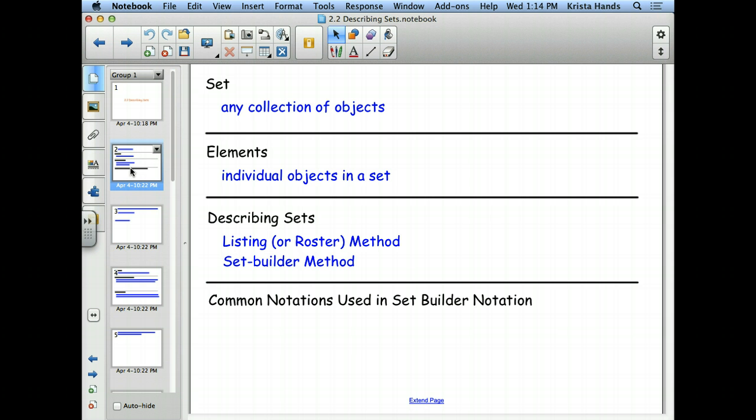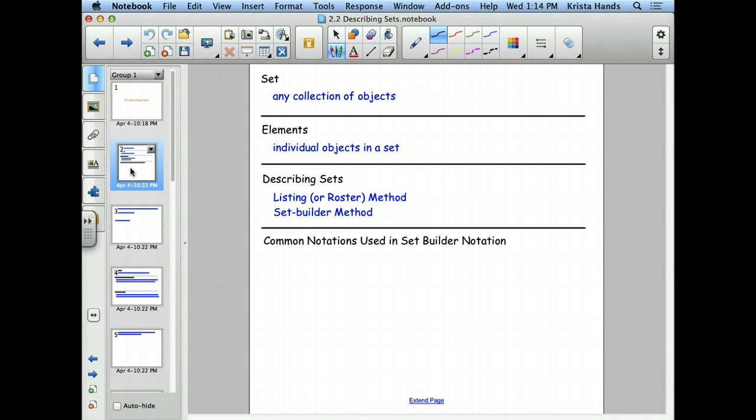It has a little bit more notation involved, but the upside is that you don't have near as much writing involved if it was, for instance, a long list. All right, so some common notations used in set builder notation. Let me show you some things that you might see when we're using set builder notation.